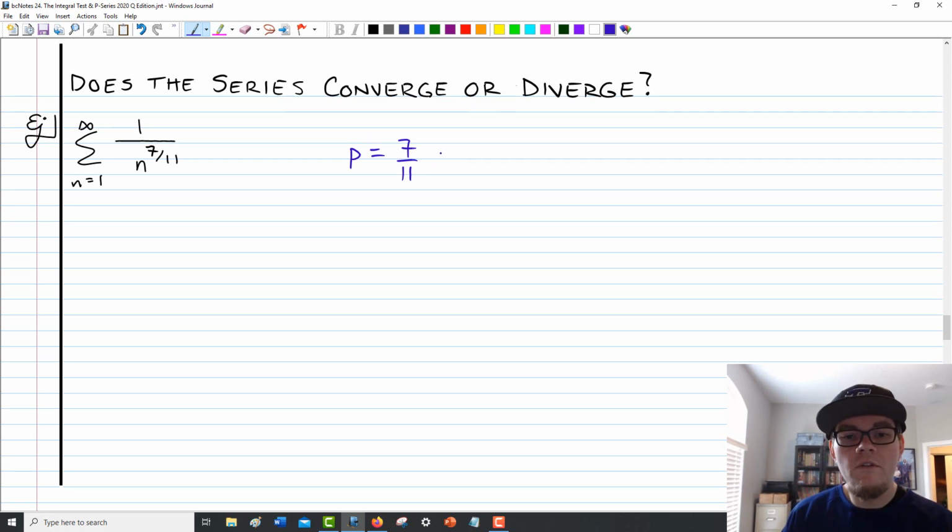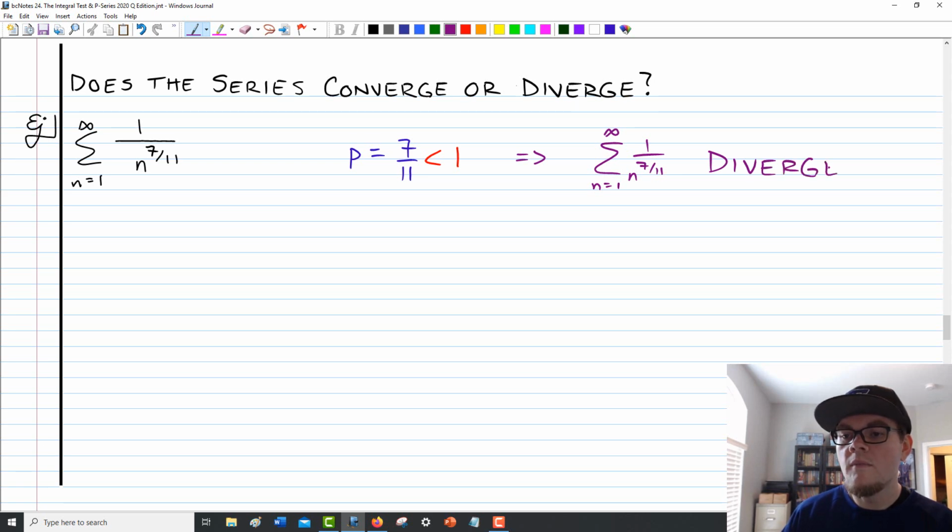So if p equals 7 over 11, 7 over 11 is less than 1. Sorry, I was using color before. That is less than 1. What that tells me is that our series, 1 over n to the 7 over 11, diverges because the p-value is less than 1. So the series diverges by p-series.